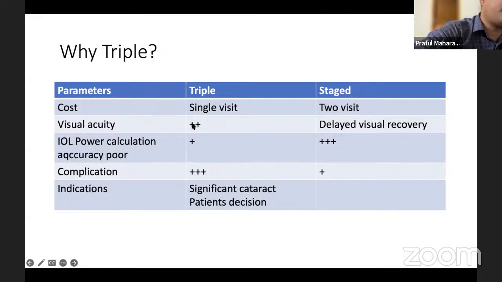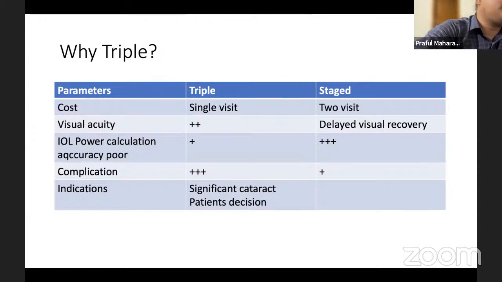For the triple procedure, the problem is visual acuity, but it works both ways, you can say. Because if you do a staged procedure, the final vision that the patient is going to get will be better. Why? Because first you did a penetrating graft, then you know the keratometry. So when you're doing a cataract surgery, you know the keratometry, and you can plan a toric IOL. So the final vision is better in the staged procedure. But if you ask about day one vision, the triple procedure is better because you have removed the cataract and you have changed the cornea. The day one visit will be better for a triple procedure.